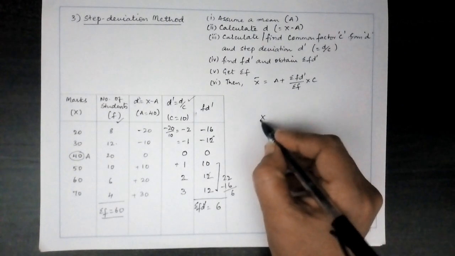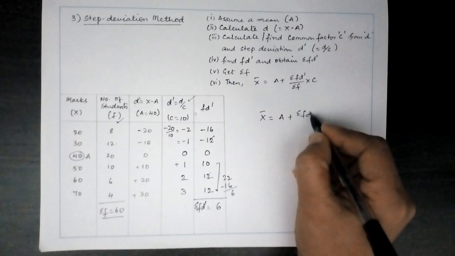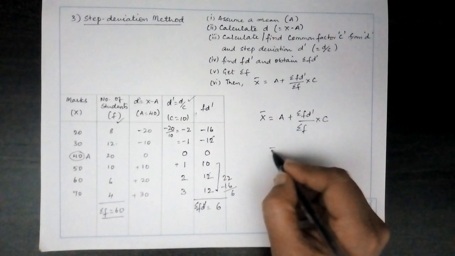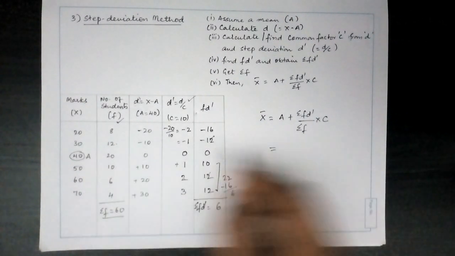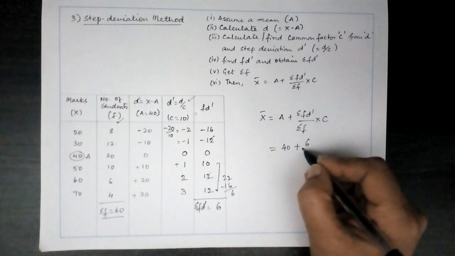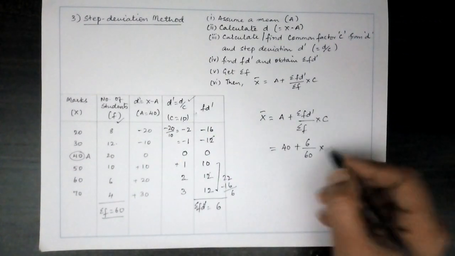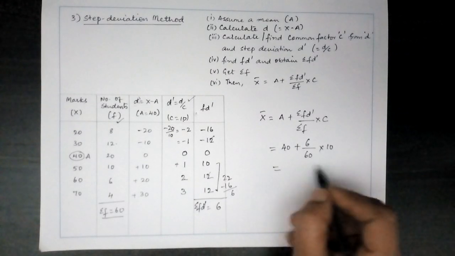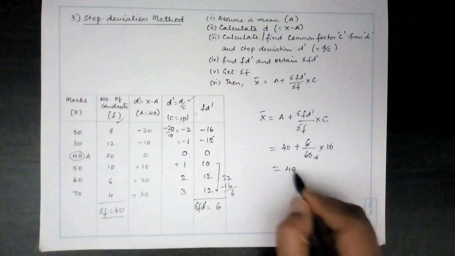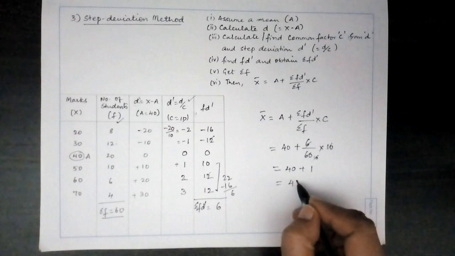So now let's apply the formula: x bar, that is the mean, equal to A plus sigma fd dash divided by sigma f, into c. So this will be equal to, what was the assumed mean? 40 plus sigma fd dash is 6 divided by sigma f is 60 into common factor 10. So now simplify it. 6 by 60 is 1 by 10. 10 goes. You are left with 40 plus 1. So this will be equal to 41.